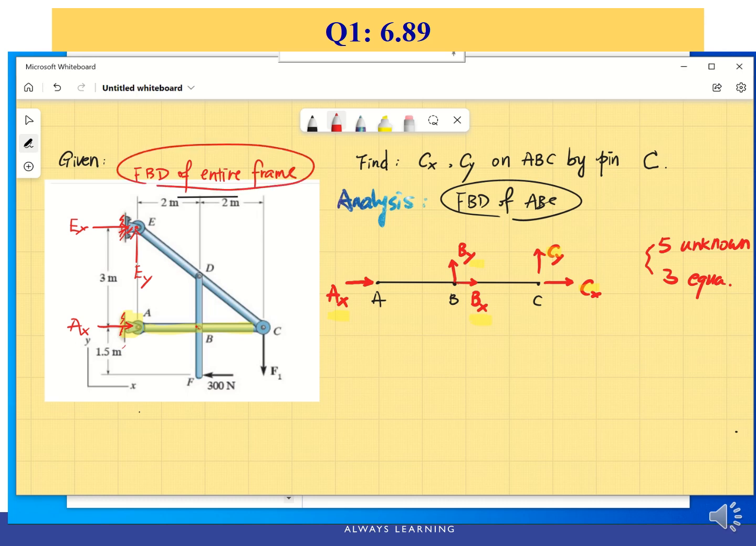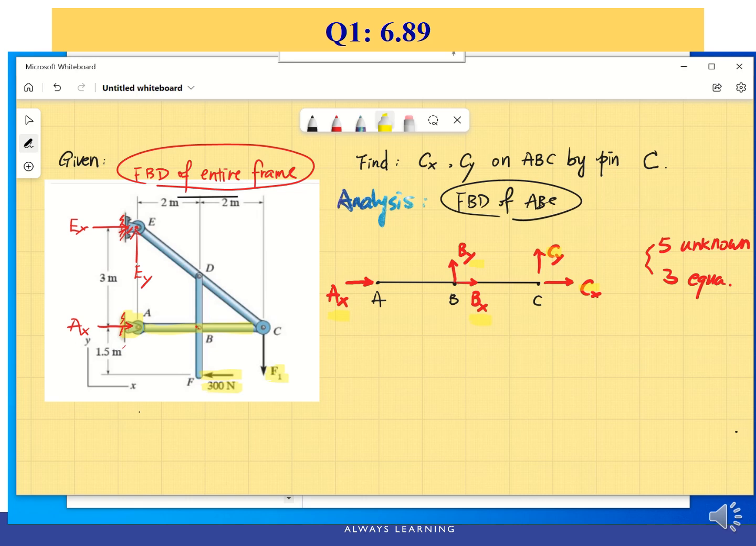That's it. We do have the applied forces. One is at point F, that's a 300 Newton. One is applied at point C. Again, it doesn't matter if it's applied to the pin or if it's applied to the frames, because all of them are part of the entire frame. So this F1 is applied to the frame, to the whole thing. Therefore, those are the two applied forces.